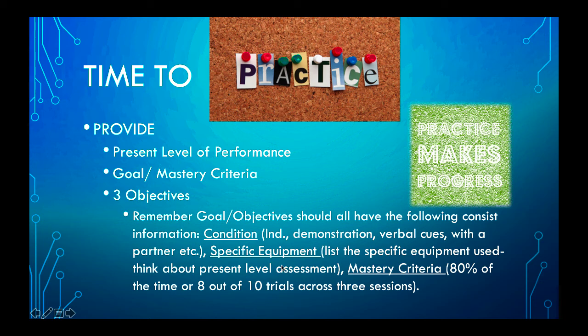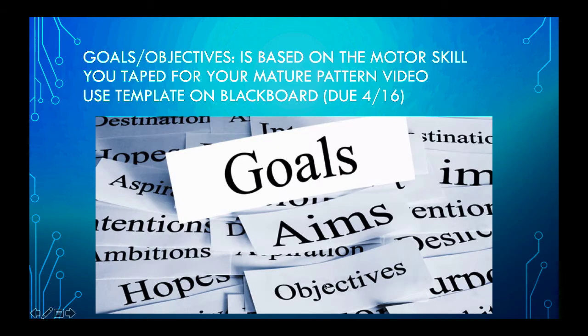If you're using equipment, be very specific with what that equipment is. Don't just write ball. Tell me what type of ball. And then what is that mastery criteria? You can either state 80% of the time or 8 out of 10 trials across 2 or 3 sessions.